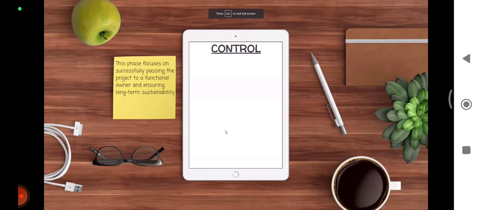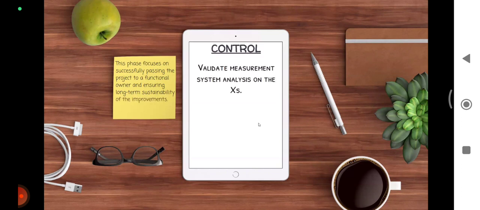So that is the control phase, which is the last stage. This phase is focused on successfully passing the project to a functional owner and ensuring long-term sustainability. At the end of the control phase, you want to determine how can I keep these root causes in control so I don't have to fix them again. So what you need to do here, first of all, is to validate the measurement system on these X's.